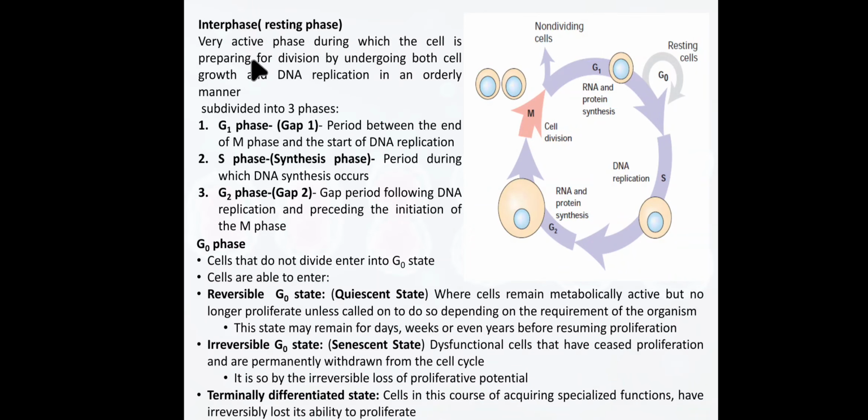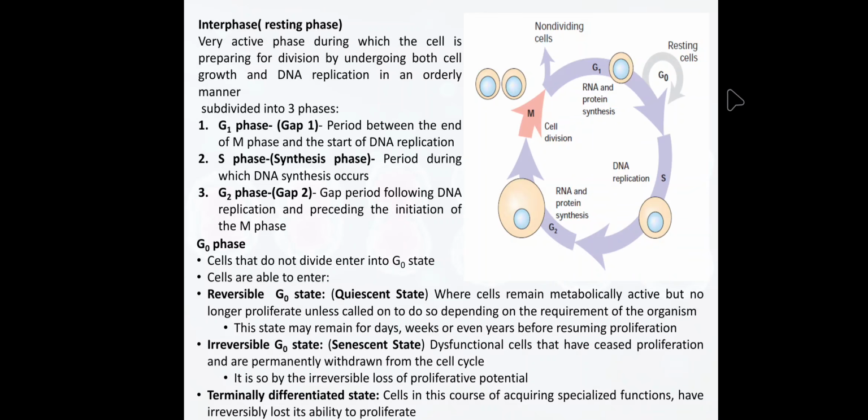So let's see the images now. See, interphase is a resting phase, a very active phase during which the cell is preparing for division by undergoing both cell growth and DNA replication in an orderly manner. So it is subdivided into three phases: G1 phase, S phase, G2 phase. G1 phase is a period between M phase and DNA replication. S phase is where the DNA synthesis is occurring. Then G2 phase is a gap between DNA replication and preceding initiation of M phase.